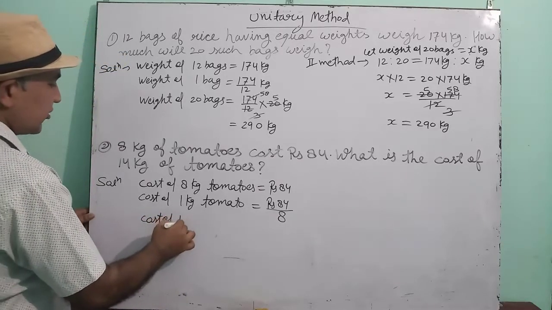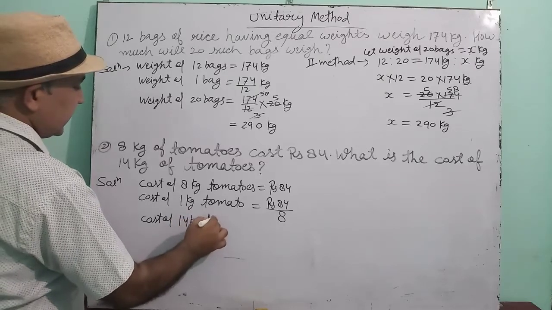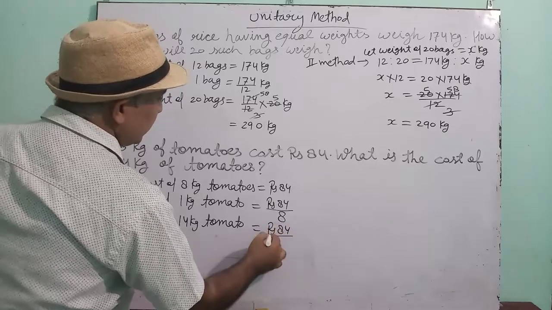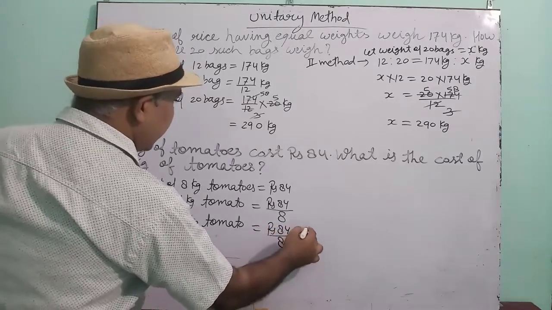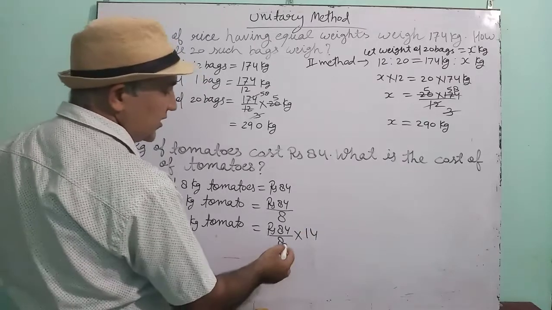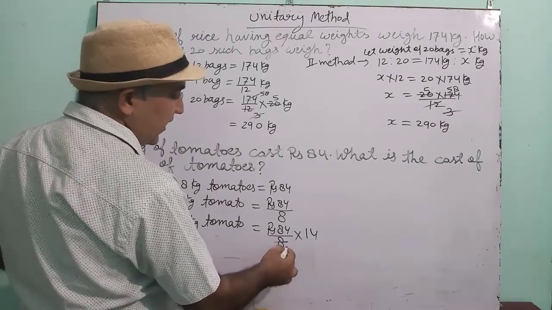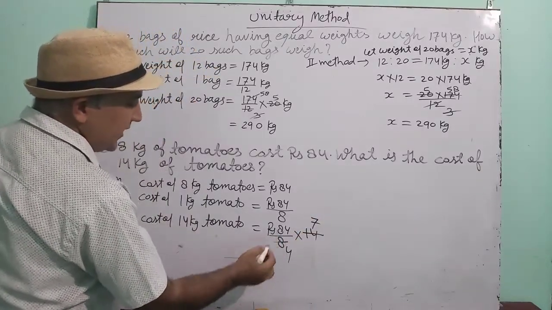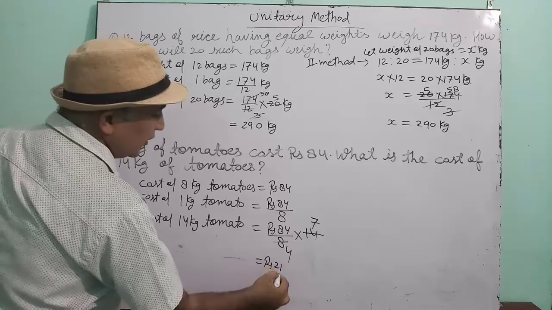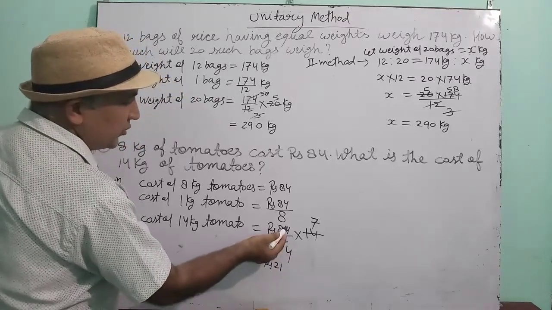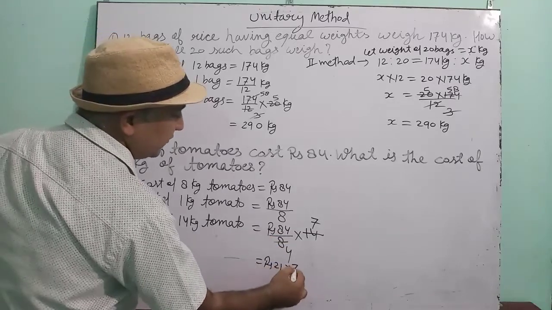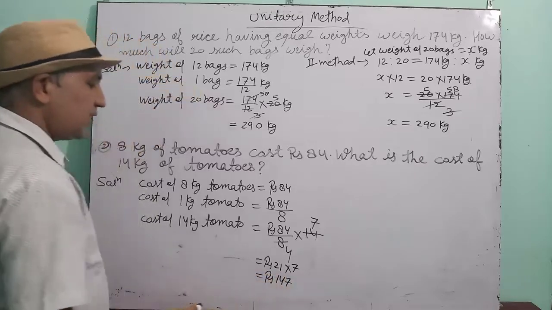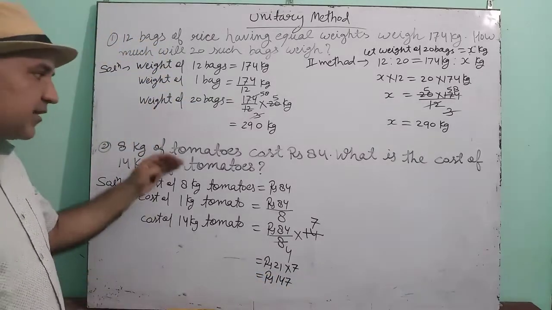Now you can find the cost of 14 kg. 14 kg will be this rupees 84 upon 8 is multiplied by 14. Now solve and get your answer. 2 dividing 8 by 4 times, 2 dividing 14 by 7 times, 4 dividing 84 by 21 times, 4 into 2 8, 4 into 1 4. So rupees 21 into 7. Now multiply and get your answer. Rupees 147. Okay, this is the unitary method.